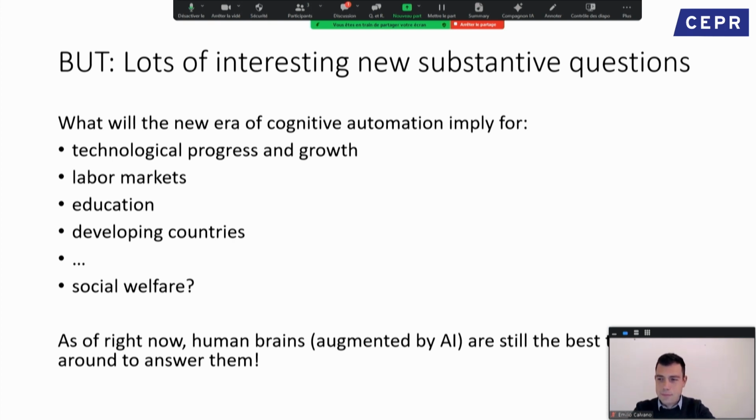And you see there are dots, I leave those dots. Emilio has a much longer list to fill in here from his perspective. And I guess the good thing is, as of right now, our human brains, especially when augmented by AI, are still the best technology around to answer all these important new questions. Thank you.